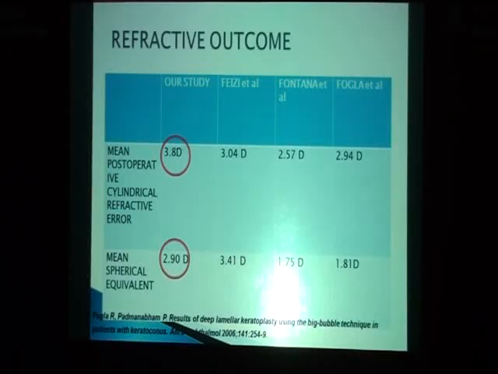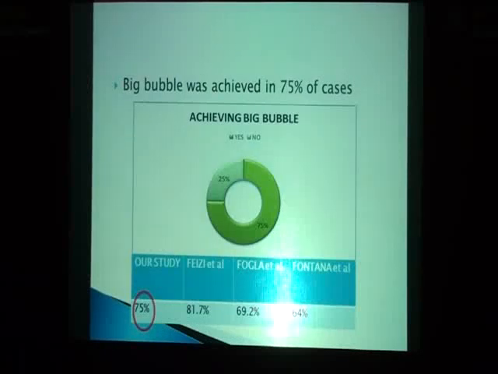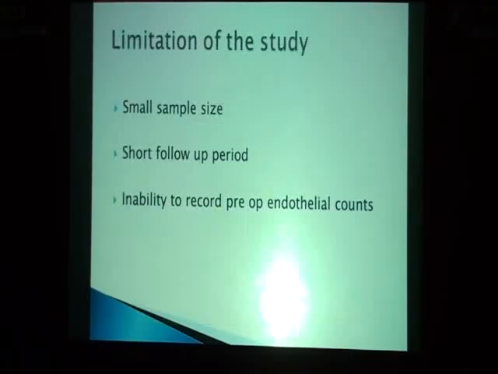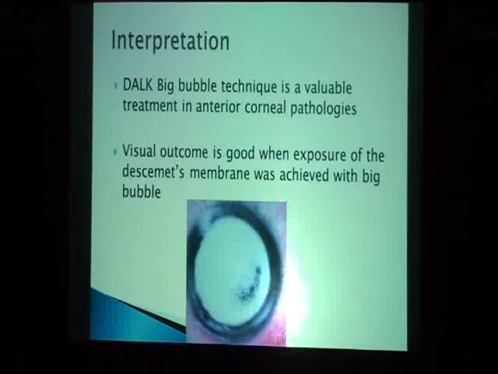We found that the mean postoperative cylindrical refractive error and mean spherical equivalent in our study were comparable to other similar studies. Big bubble was achieved in 75% of cases, which is also comparable. Limitations of our study were a small sample size, short follow-up period, and inability to record the pre-op endothelial count.